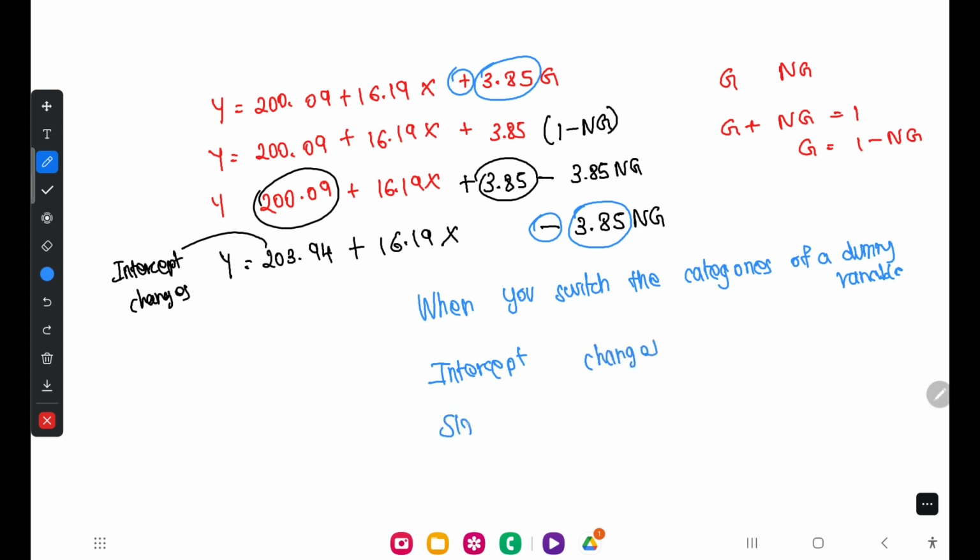Then if we consider your slope, the sign changes. That is, plus becomes minus or minus becomes plus. However, the value doesn't change.